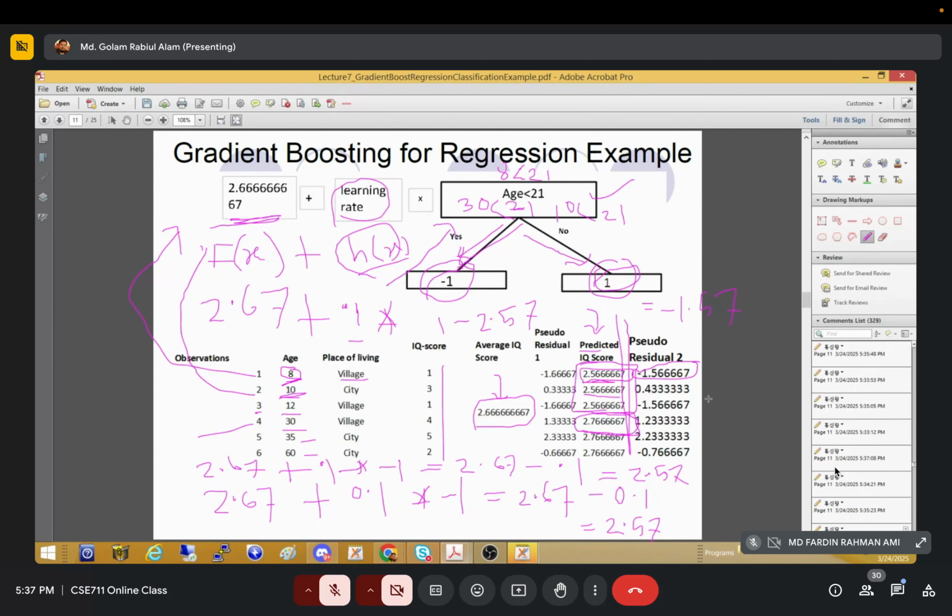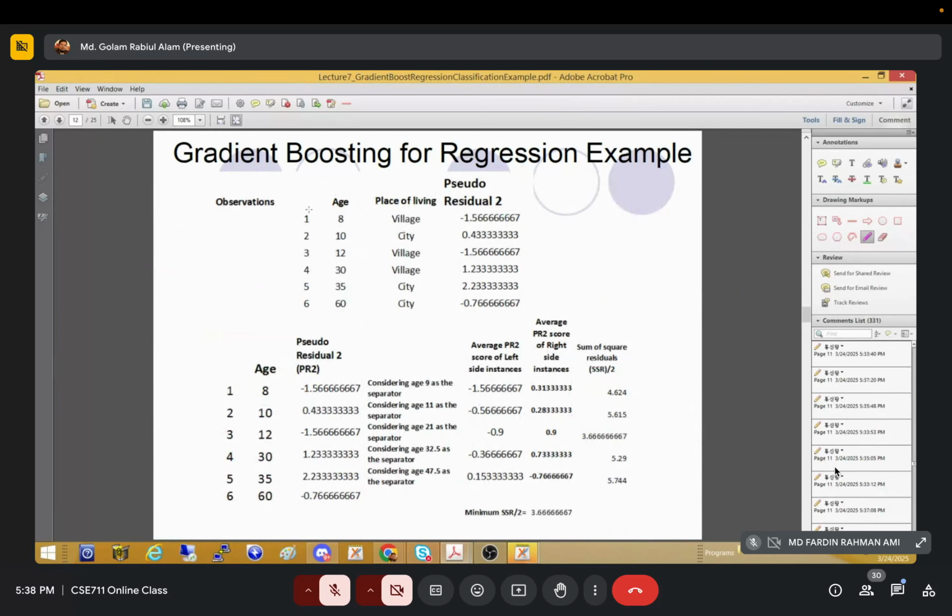So now we got the pseudo residuals again, because that is the model we developed, and that one is also not perfect. That's why we got the errors. Now, considering these errors, we have to create the data set again: that is age and place of living, and the errors. So this is the new data set we have: age, place of living, and pseudo residual 2. These are the errors we got after our model.